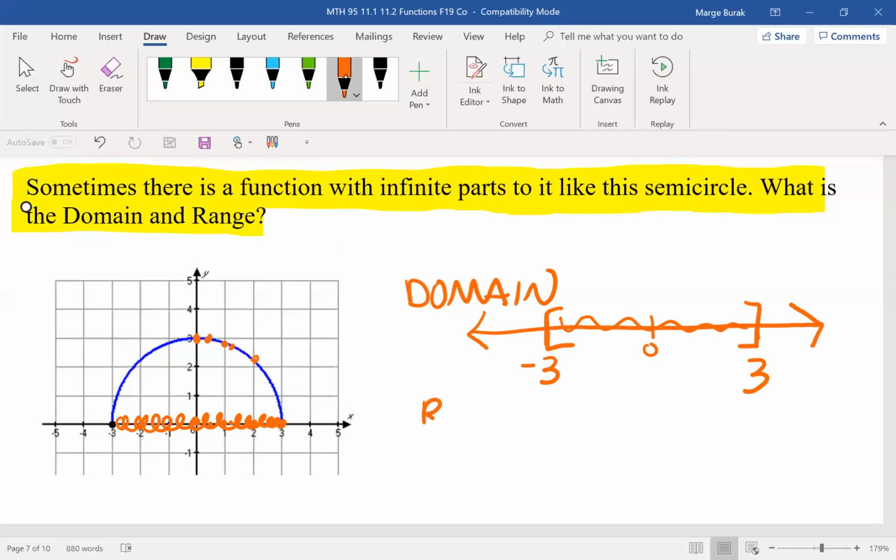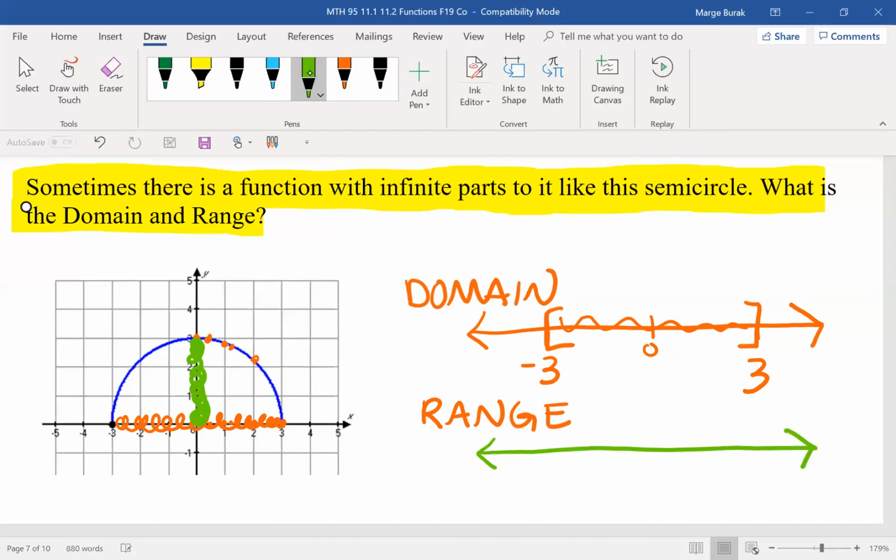And the range, it really only goes from 0 all the way to 3, okay? And every number, infinite numbers. So I'm going to just show the picture. Even though it goes up and down, it's really from 0 to 3, including 0, including 3.